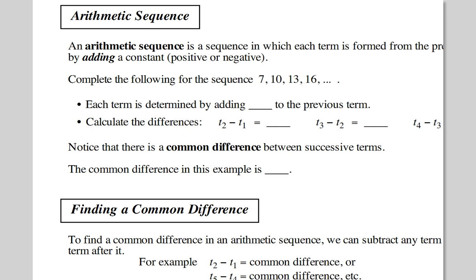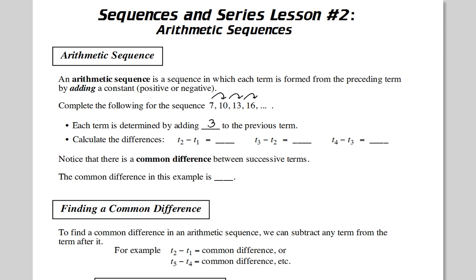So 7, how do we get from 7 to 10, 10 to 13? Okay, we are adding 3 to the previous term to get the next term. Good. So now they want us to calculate these differences. What this is doing is setting up the next term, subtract the previous. The next term, subtract the previous. So if you were away yesterday, that's just some general notation.